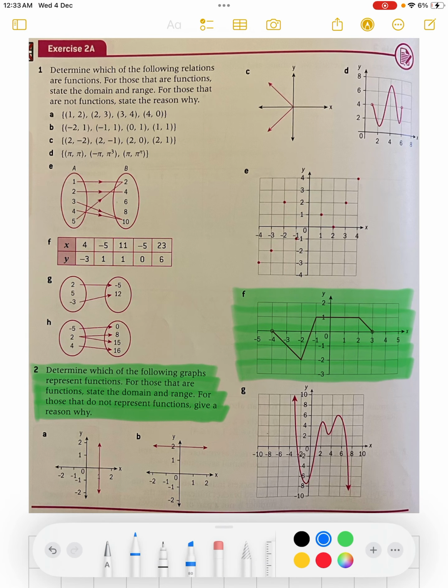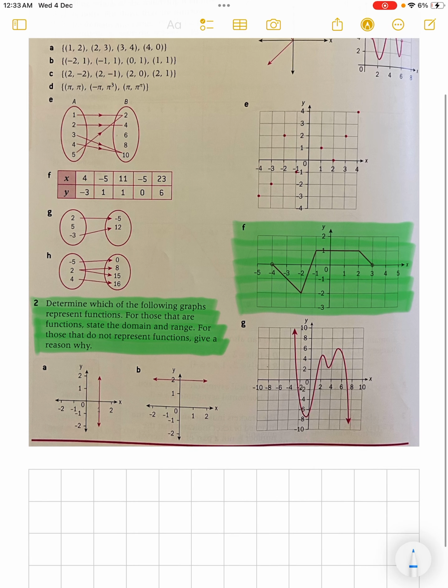Well, thank you for joining me on exercise 2A. I'm going to be looking at question 2F.